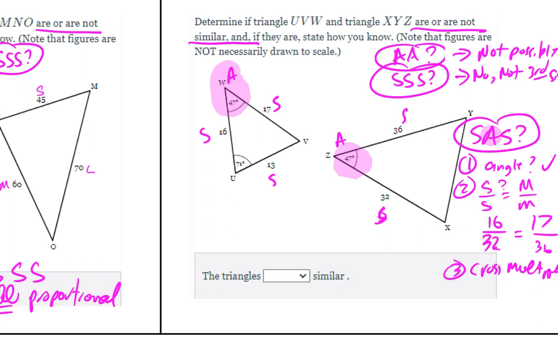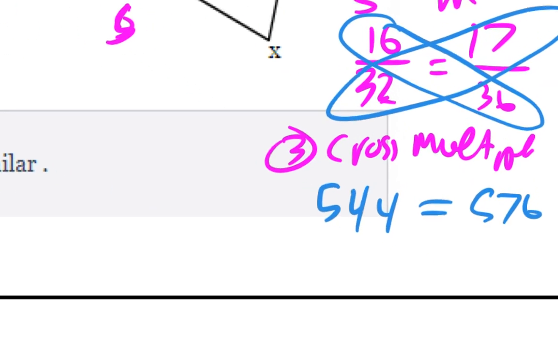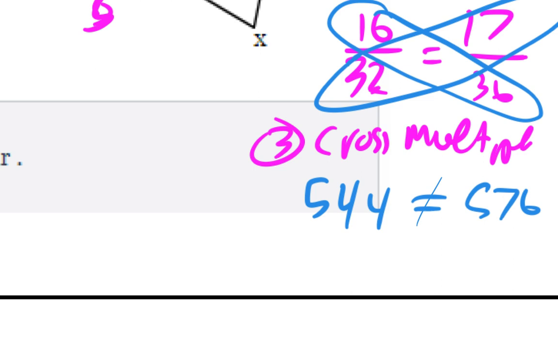Okay. So if we do that, I'm just going to switch the color here. If I do that, 17 times 32 is going to be equal to 544. And then 16 times 36, that's going to be equal to 576. Well, what do we know? Those two numbers are not equal. So the answer is no, because they're not equal.